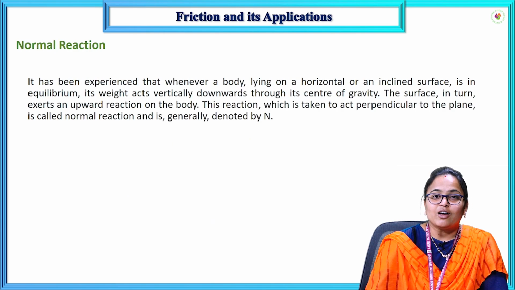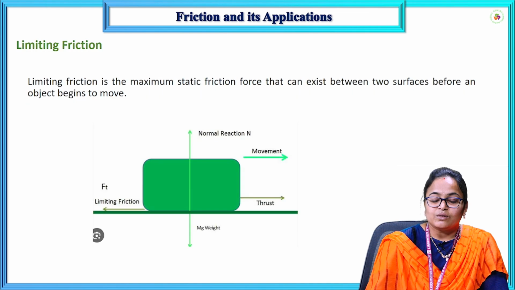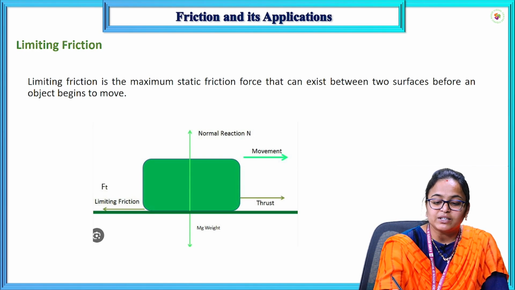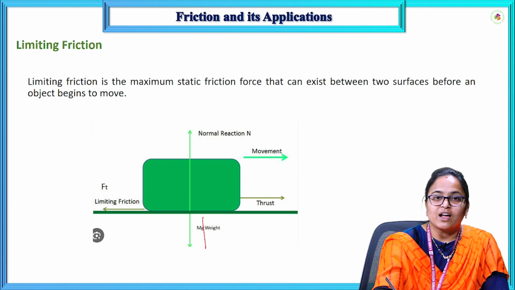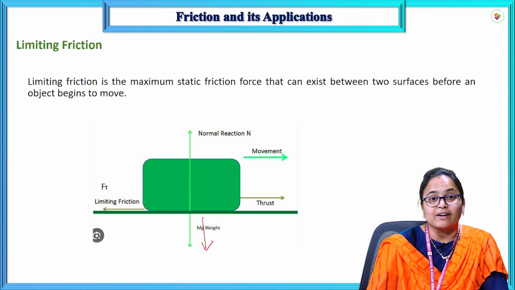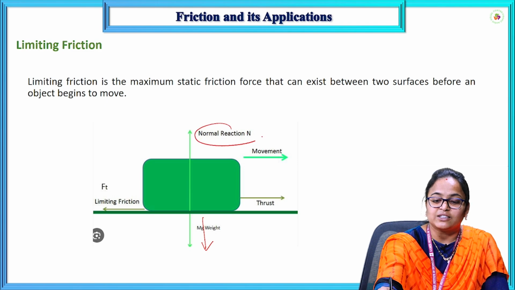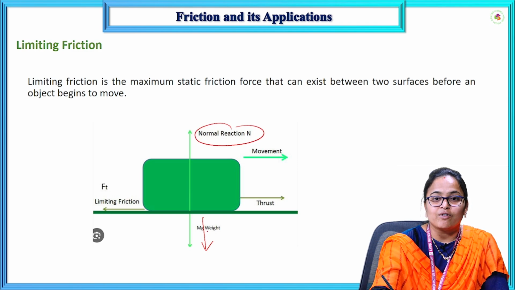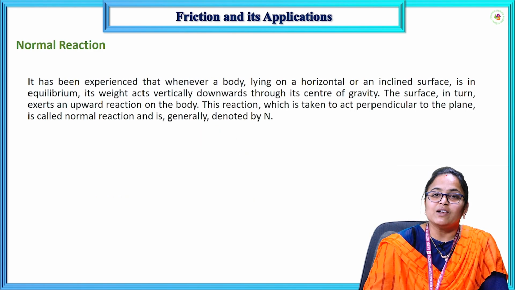Next, coming to the normal reaction. So we all know that normal reaction plays a major role in the friction concept. Normal reaction is nothing but the force which opposes the weight of any object. We all know that the self-weight of any object always acts downwards due to the gravitational force. So the normal reaction is a resisting force that is opposite to the self-weight of the object. Normal reaction is indicated by capital N.